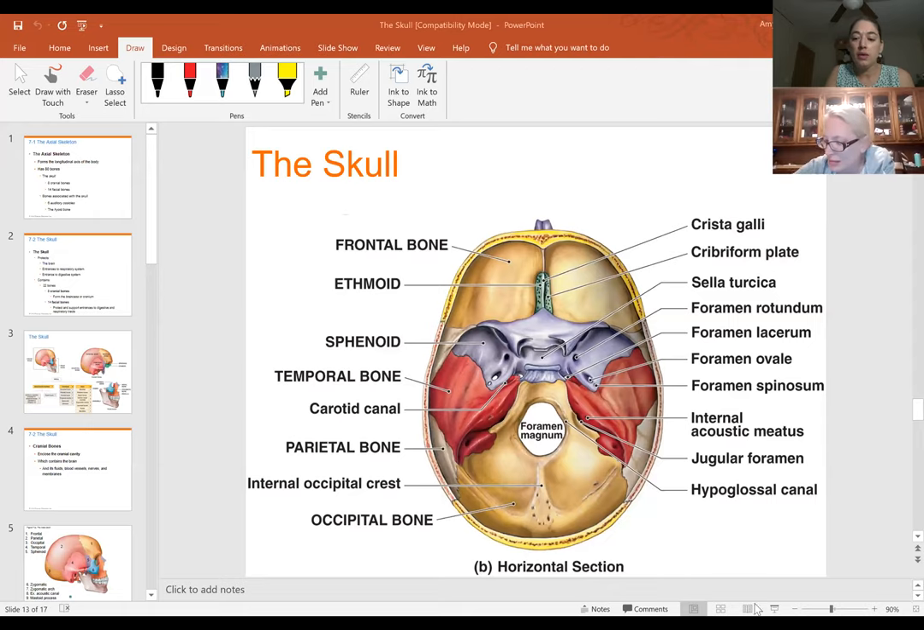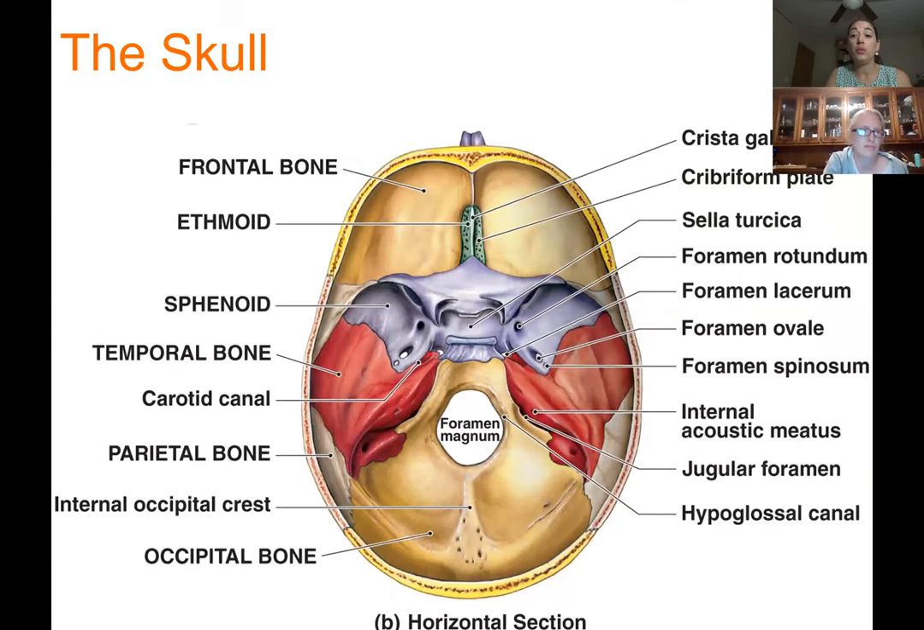So we are going to jump straight into the skull, because we have quite a few bones and structures to learn today. An important thing for you to do is compare what you are learning with what is in your workbook. I would use your workbook as your guide of what you need to know for your quizzes and exams. I will try to point out everything that I think is necessary.